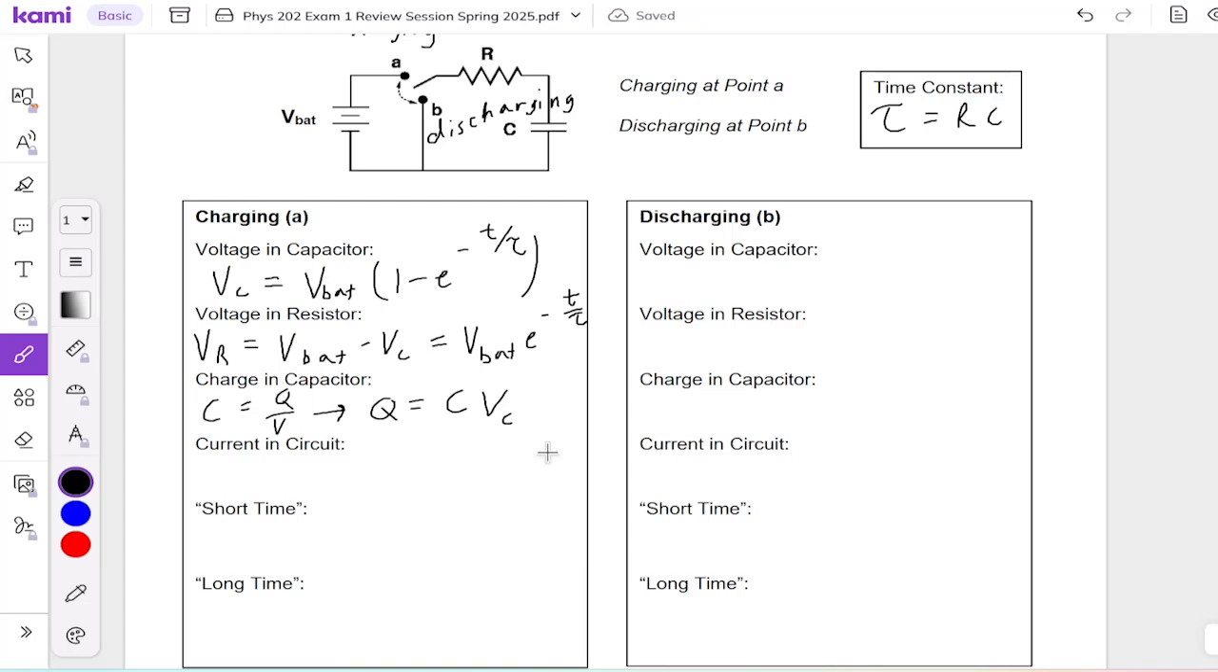And then we have current in the circuit. For current in the circuit, you say V equals I times R. In other words, Ohm's law. Ohm's law does not work for capacitors. So if you want to solve for current, you've got to say I equals V over R. And this is voltage in the resistor, meaning the second equation from the top.